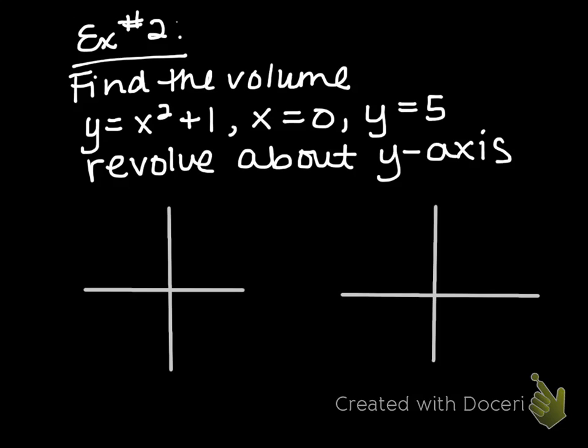We have the equation y equals x squared plus 1, so that is a parabola that starts here at y equals 1, opening upward. And we have x equals 0, so that is the y-axis. And then we have y equals 5 as our third boundary. So the area in question is this right here. I'm going to go ahead and label this intersection point. When y is equal to 5, we get that x is equal to 2.